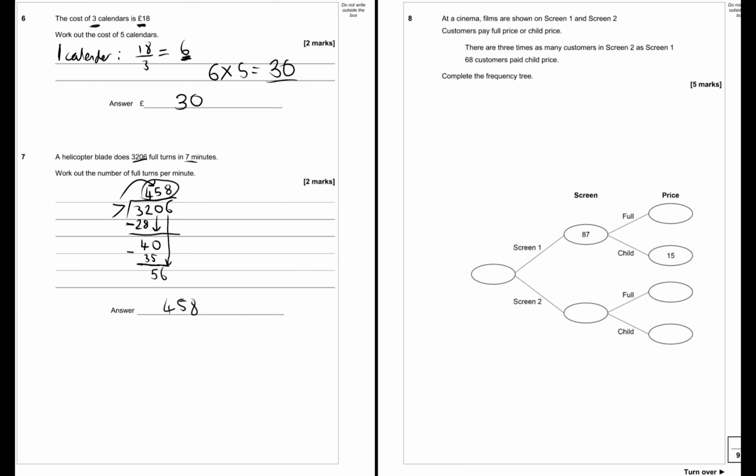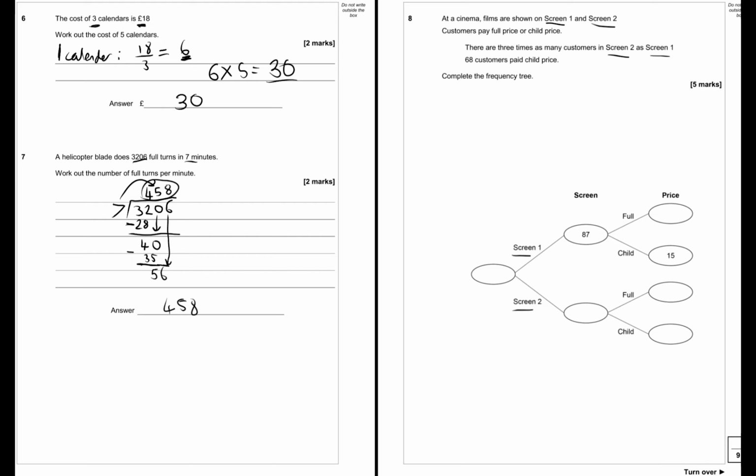Question 8. At a cinema, films are shown on screen 1 and screen 2. Customers pay full price or child price. There are 3 times as many customers in screen 2 as screen 1. And 68 customers paid child price. Complete the frequency tree. Okay, so we know there's 2 screens, screen 1 and screen 2. And those are here, screen 1, screen 2. It says customers pay full price or child price. Okay, that makes sense.